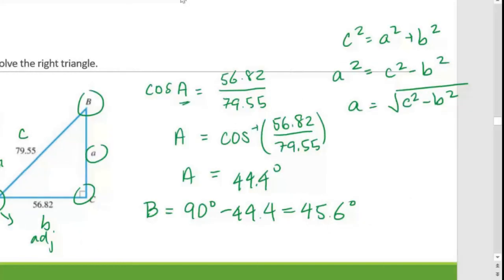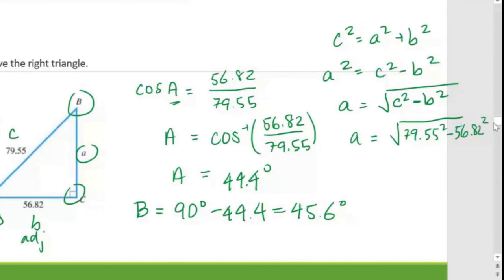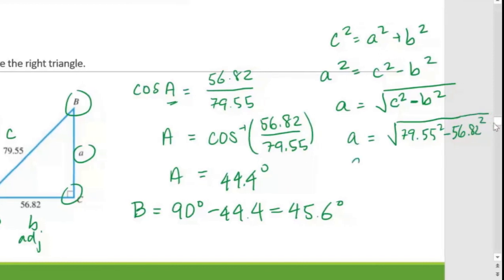So now I simply need to fill in the values for c and b, being careful to remember that we do have a subtraction. Now this is a minus sign in between the two. So side A is the square root of 79.55 squared minus 56.82 squared. Dropping all of that into your calculator should yield 55.67. So there's all three missing pieces: angle A, angle B, and side A.